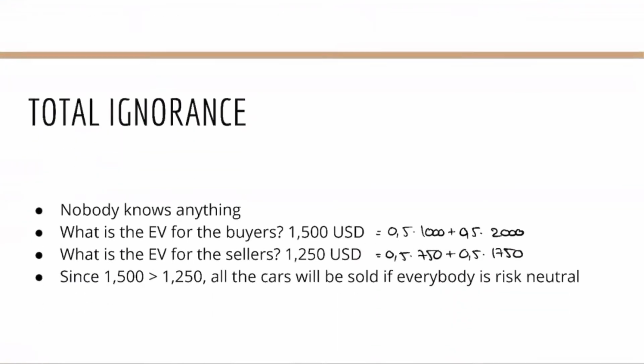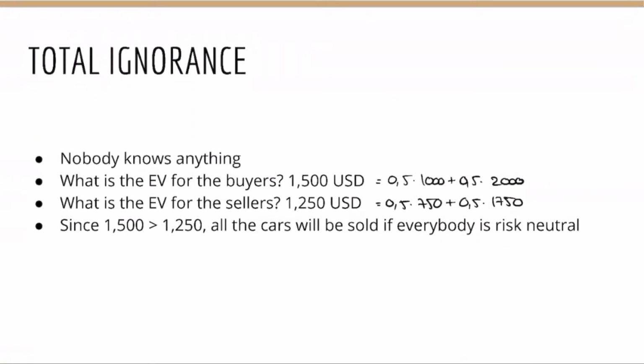Okay. Now let's consider the second scenario, which is total ignorance. Nobody knows anything about the state of the cars. So first we will calculate the expected value, which is denoted EV for the buyers, which is equal to 0.5 times 1,000 plus 0.5 times 2,000, because basically it is what they expect on average the value of the car to be, and there is 1 chance over 2 that it is a lemon car and 1 chance over 2 that it is a good car. So it is $1,500.